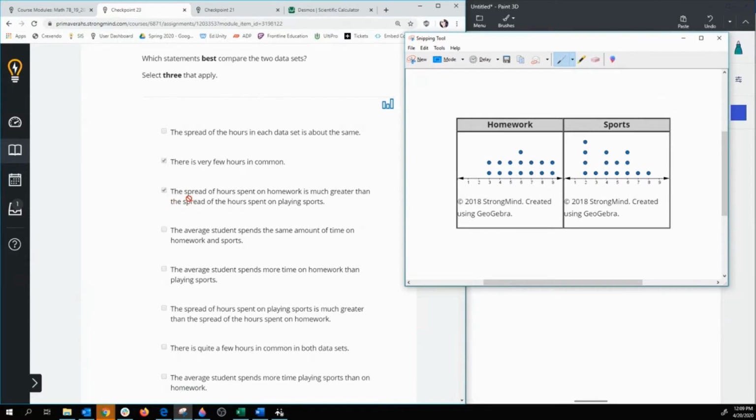The next one says that the spread of hours spent on homework is much greater than the spread of hours spent on playing sports. So when it's talking about the spread, it's talking about kind of the display of numbers. For homework, there's about 2 dots above each of these numbers. And for sports, there's not 2 dots, but they're spread about the same. This one goes from 2 to 8, and this one goes from 3 to 9. So the range of both of these data sets would be the same. 9 minus 3 gives me 6, and 8 minus 2 also gives me 6. So the spread of the hours is about the same. I agree with that one.